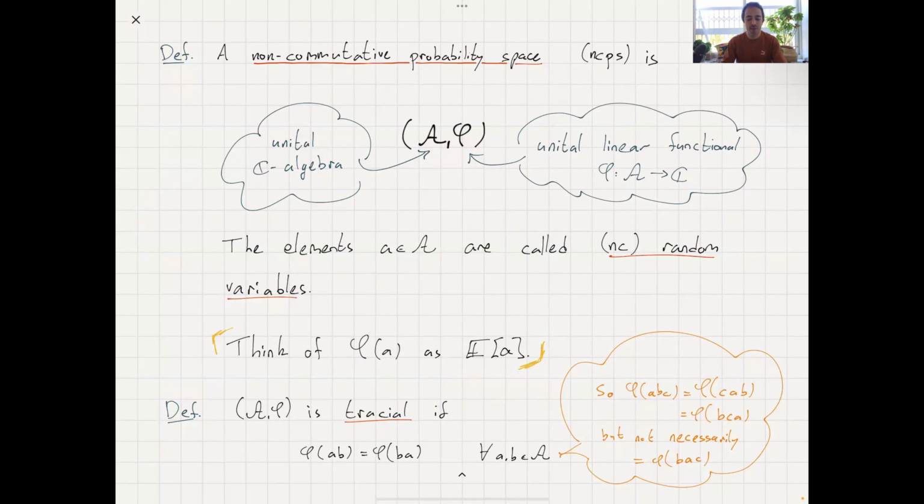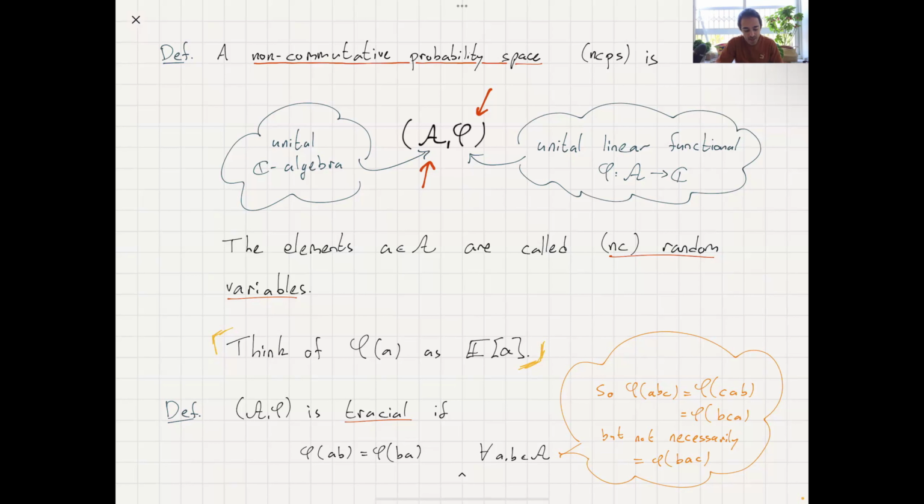Okay, now we're ready for the main definition. A non-commutative probability space, NCPS for short, is just a pair: a unital C algebra A, the random variables, and a unital linear functional phi from A to C. That's the expectation. And because of that, the elements are called non-commutative random variables. And again, you should think of phi as an expectation. Phi of A, you should think of, in a sense, and you will see examples, as the expectation of A.